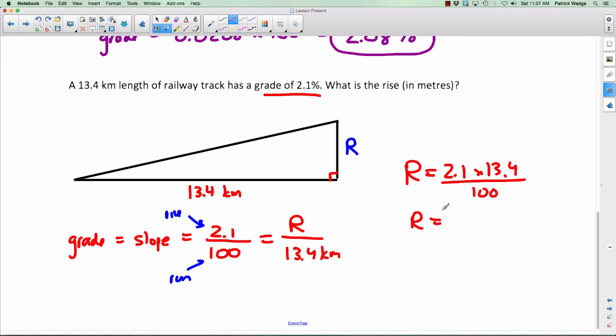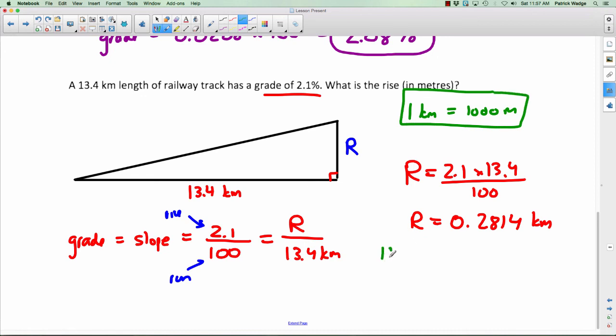Definitely need a calculator for this one. You get 0.2814. But wait, that's kilometers. We want to switch it into meters. So we need yet another conversion. 1 kilometer is 1,000 meters. Hey, why don't we set up another proportion? If 1 kilometer is 1,000 meters, and we're interested in how much 0.2814 kilometers is, then we can get the amount right there.